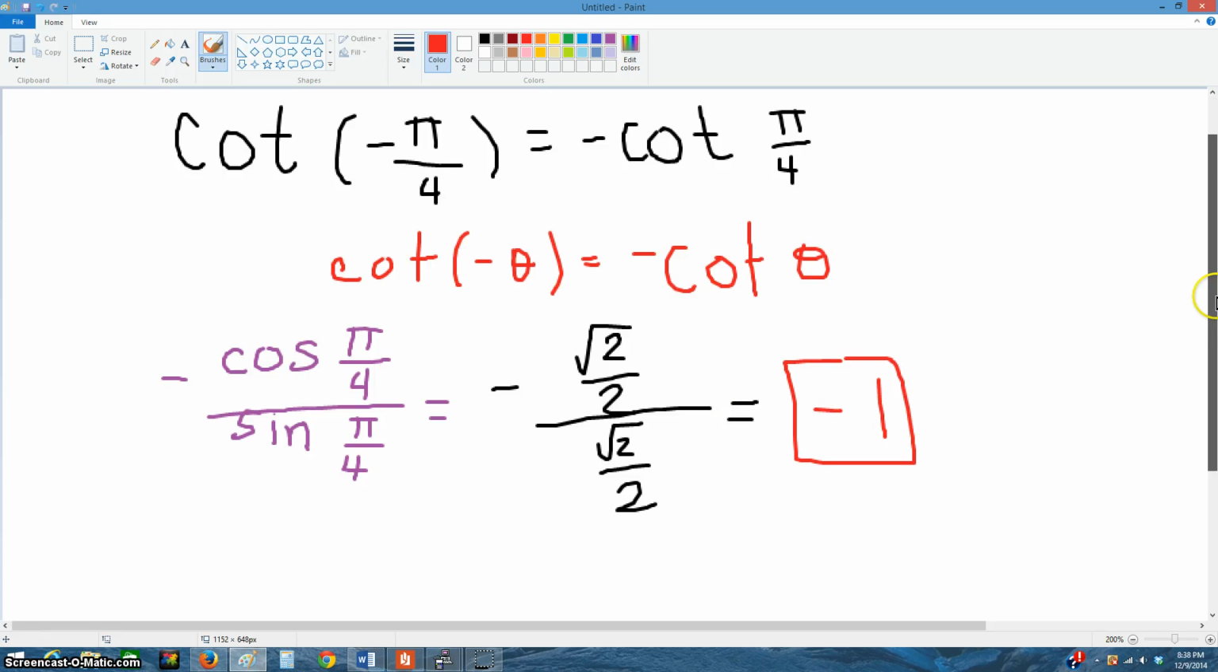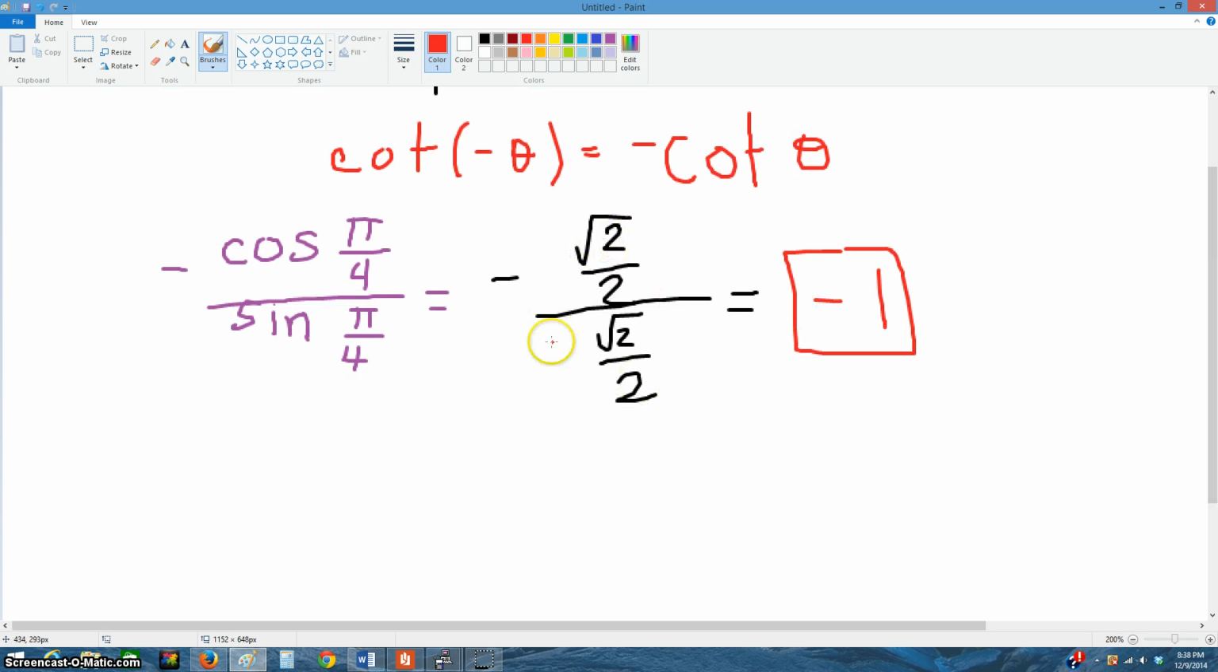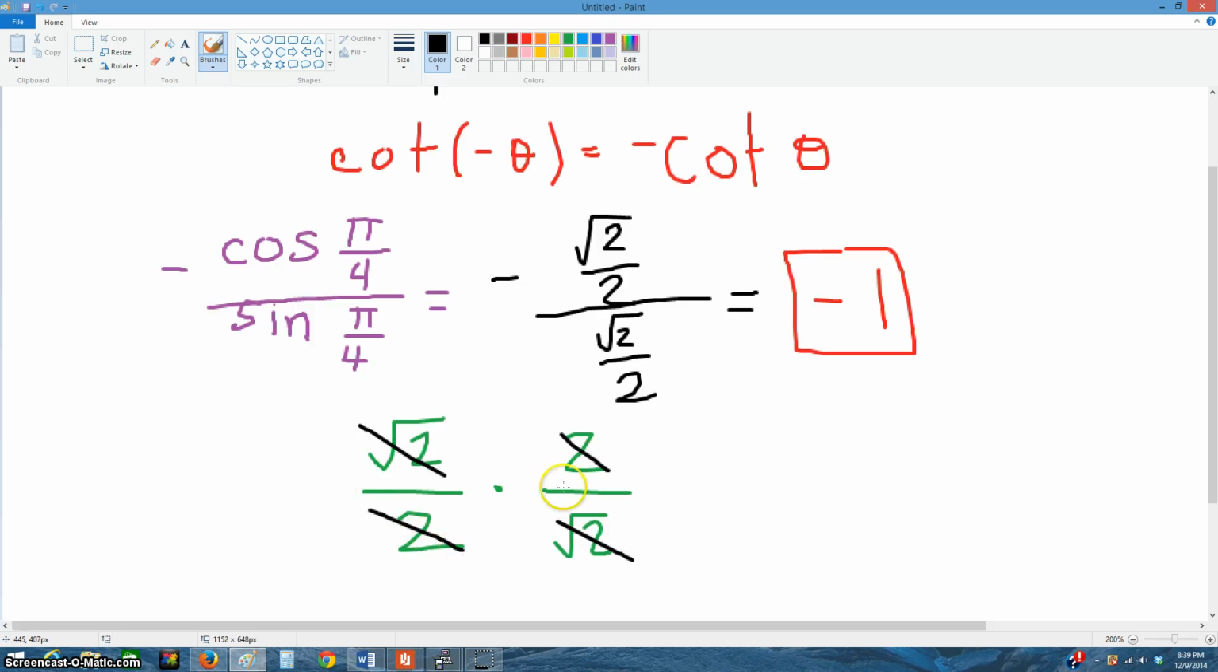So essentially what we did here, even though you don't see it, is copy, change, and flip. That's what really happened. And what happened is that everything across from it canceled with each other. And when everything cancels, you're left with just 1. And then again, let's not forget that negative right here. So our answer is negative 1.